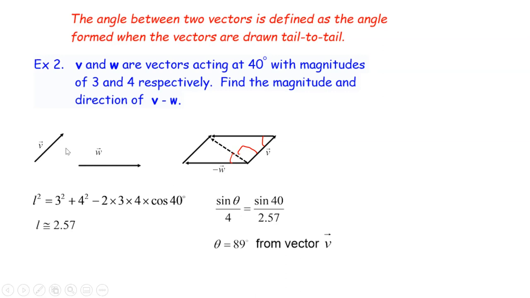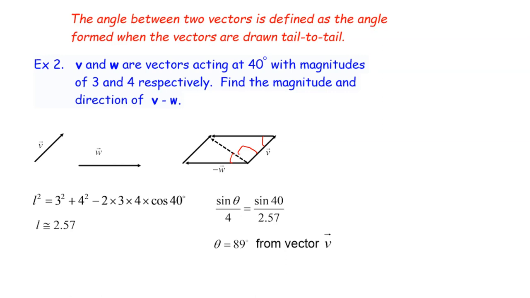So we have two vectors that we can reference, either the vector v or the vector w. I decided to go with the angle between vector v and the new vector v minus w. So you can say it is 89 degrees from v, is what we're choosing to say. All right? Okay, hopefully that calculation makes sense to everybody. So I'm going to continue from there.